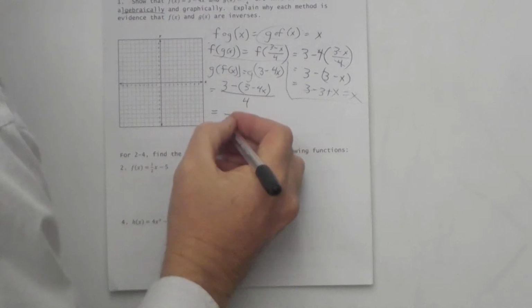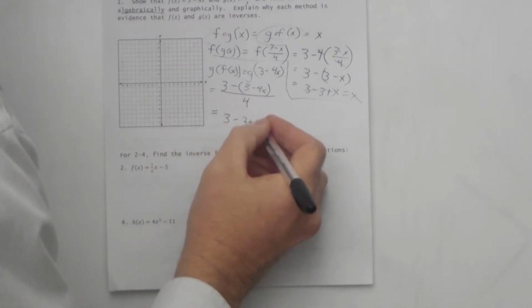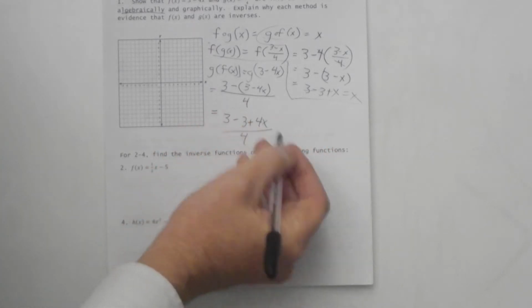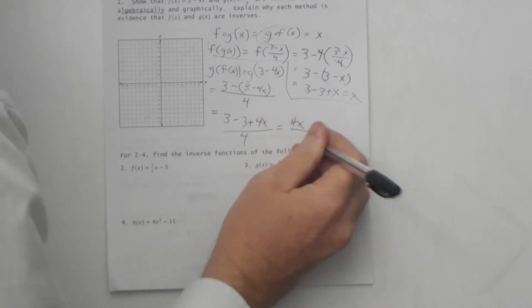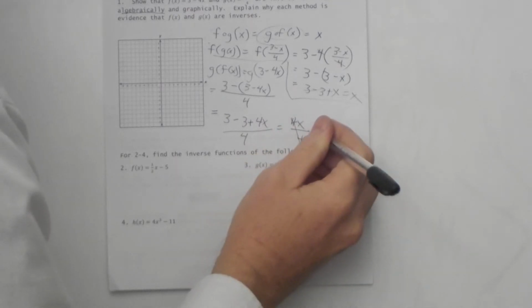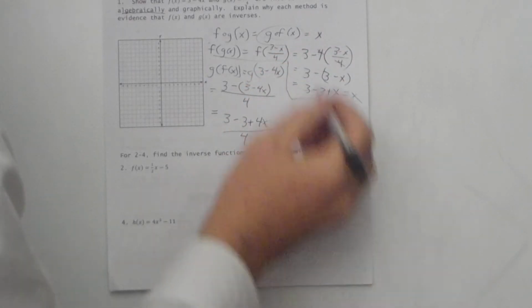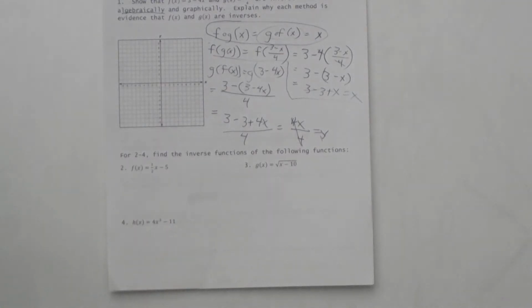I'm looking at 3 minus 3 plus 4x over 4. 3 minus 3 is 0. 0 plus 4x is 4x. 4x divided by 4 is x. Alright, we got x both times. And since this worked out, algebraically, we've shown they're inverses.